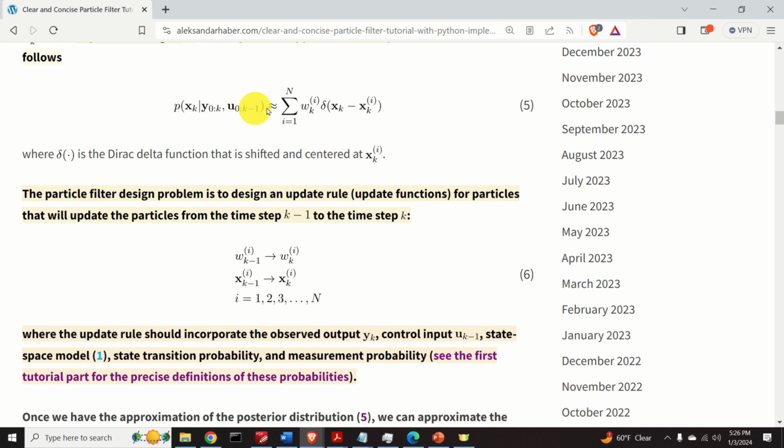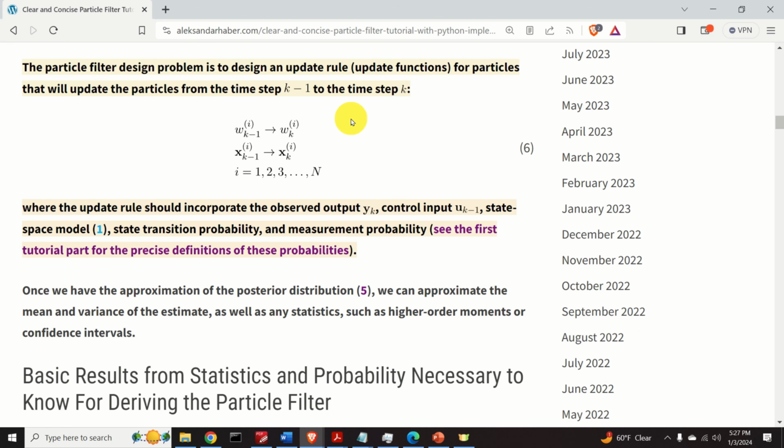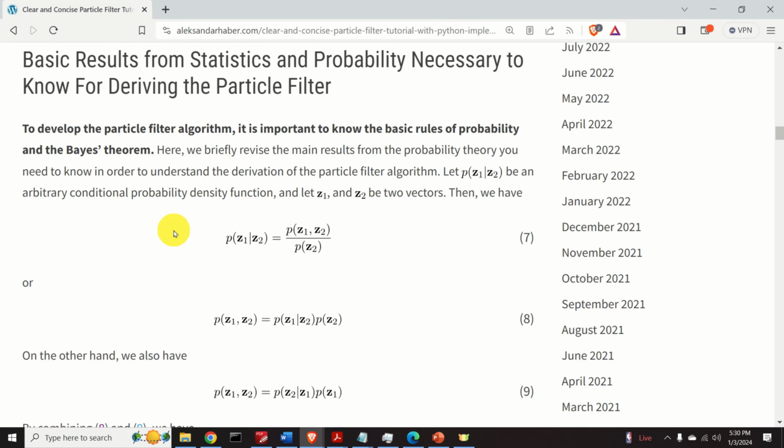Once we have this approximation of the posterior distribution, that is, once we compute these weights and the samples, we can actually approximate the mean and the variance of the estimate as well as any statistics such as higher order moments or confidence intervals. To develop the particle filter algorithm, it's important to know the basic rules of probability and the Bayes theorem. Here, we briefly revise the main results from the probability theory you need to know in order to understand the derivation of the particle filter algorithm.